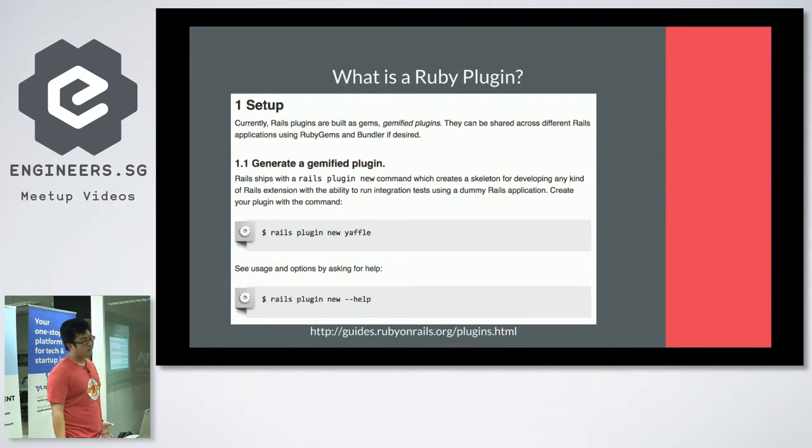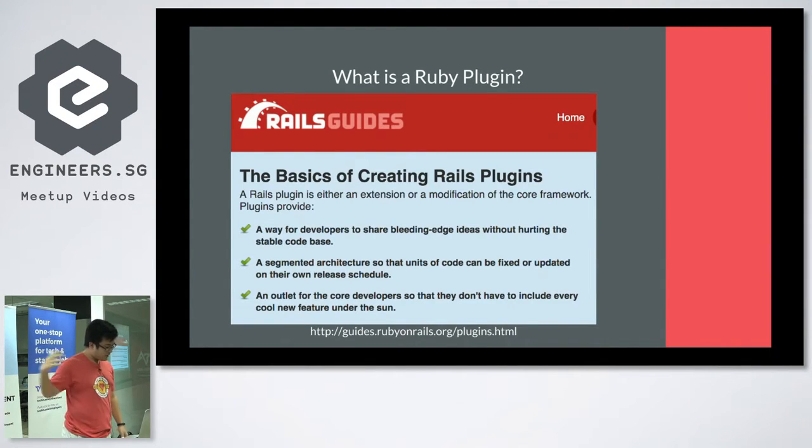You create a plugin in a very similar way you create a new Rails app. There's a command called rails plugin new, and then you type in the name of the plugin, right? So far, so good. Most people are not going to create Rails plugins unless you're part of the Rails core team. So this is primarily for people to test out Rails features before actually committing them to Rails core.